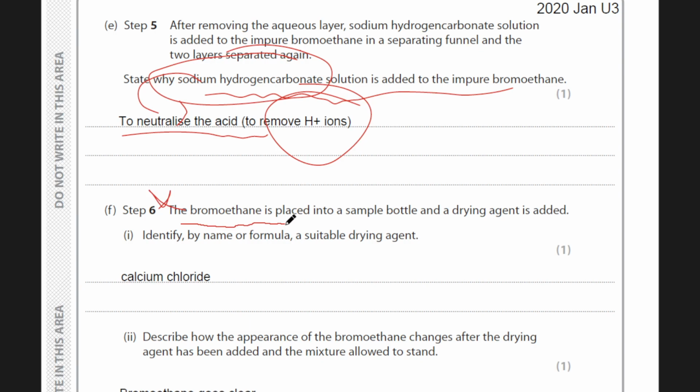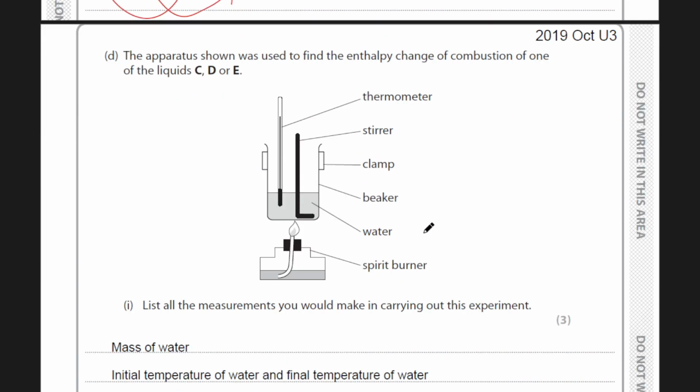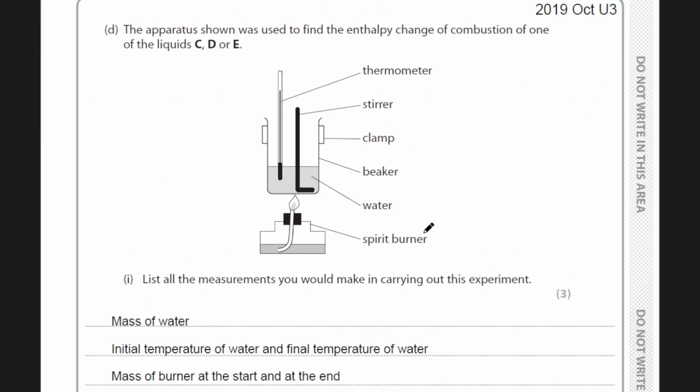Now the bromoethane is placed in a sample bottle and the drying agent is added. Again, you can just give a suitable drying agent, it's nothing new. And the organic layer is going to go clear when the water is completely absorbed by the drying agent. Moving on, the apparatus shown was used to find the enthalpy change of combustion of one of the liquids, C, D or E.